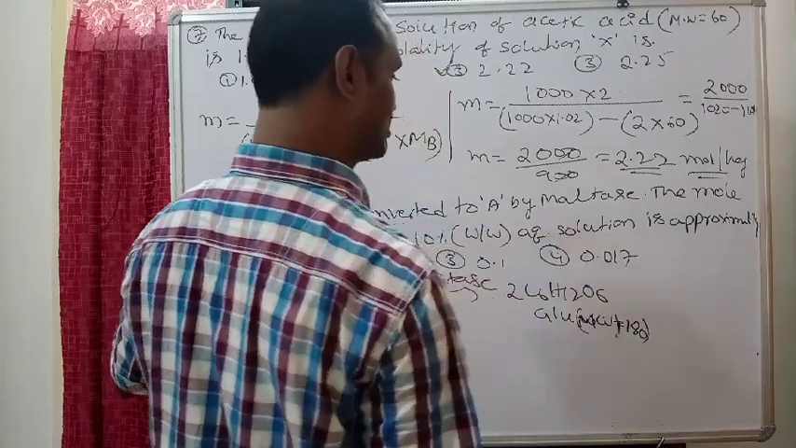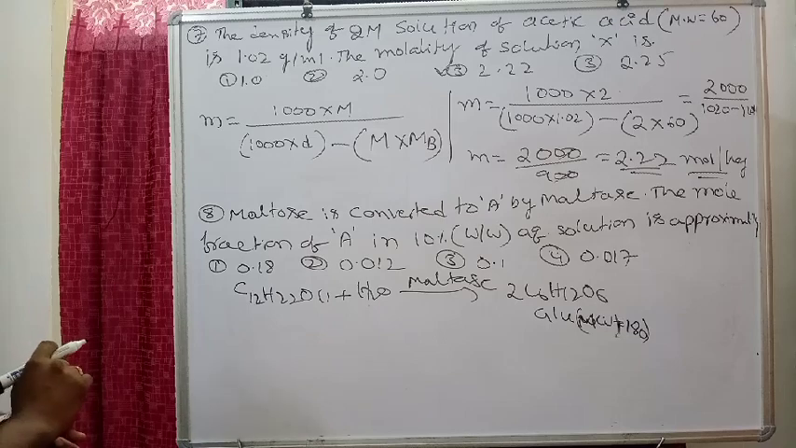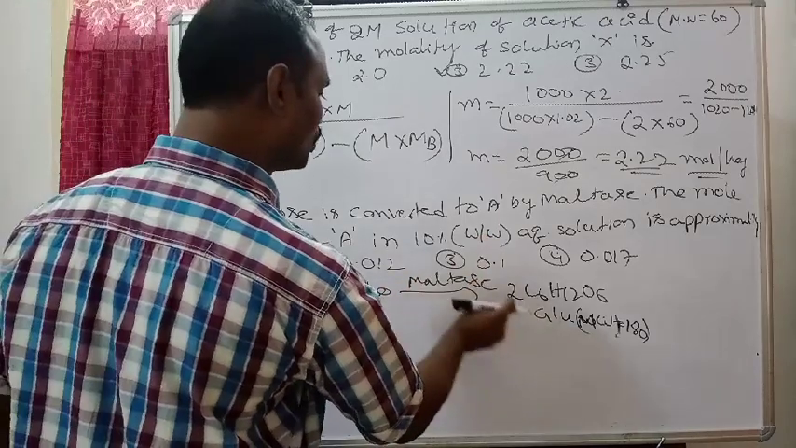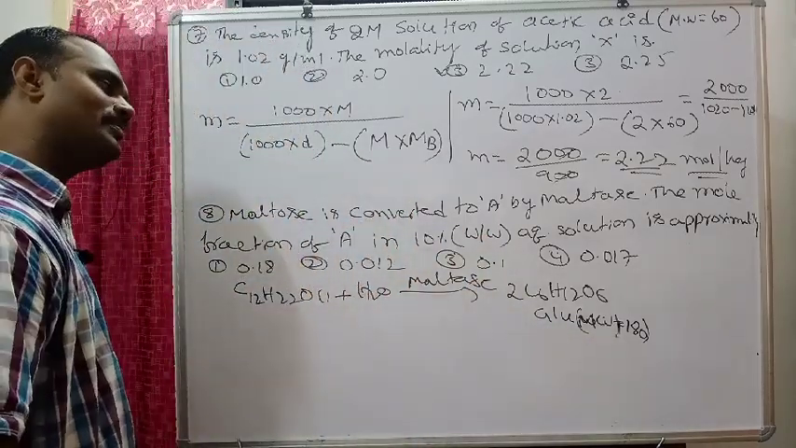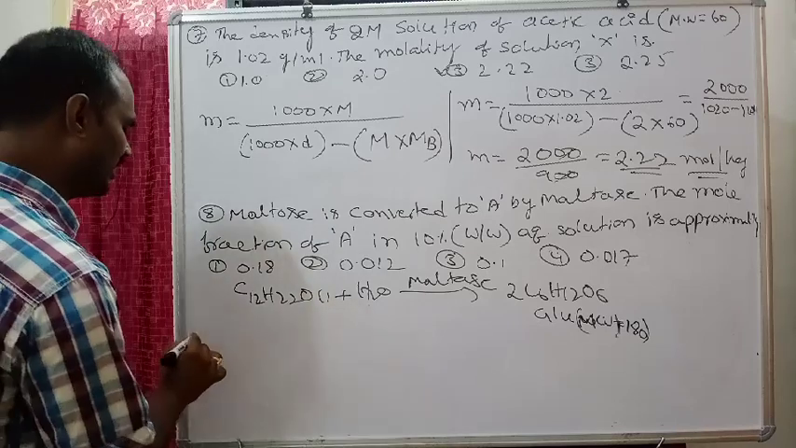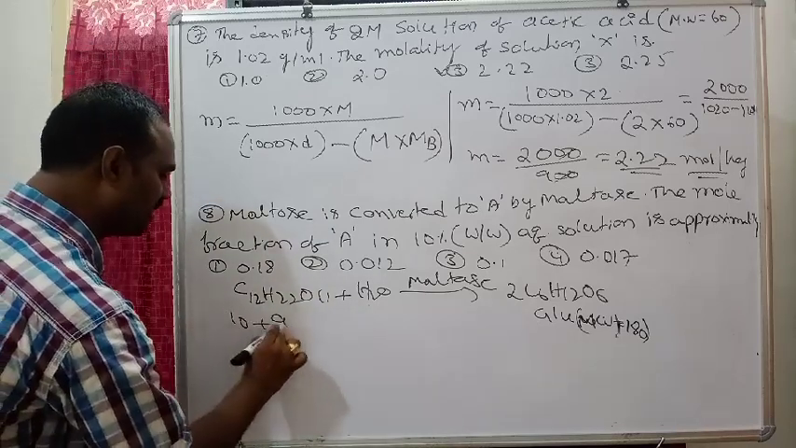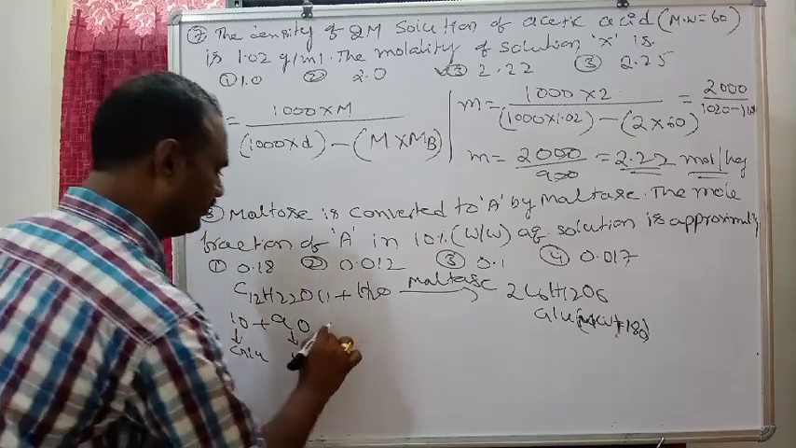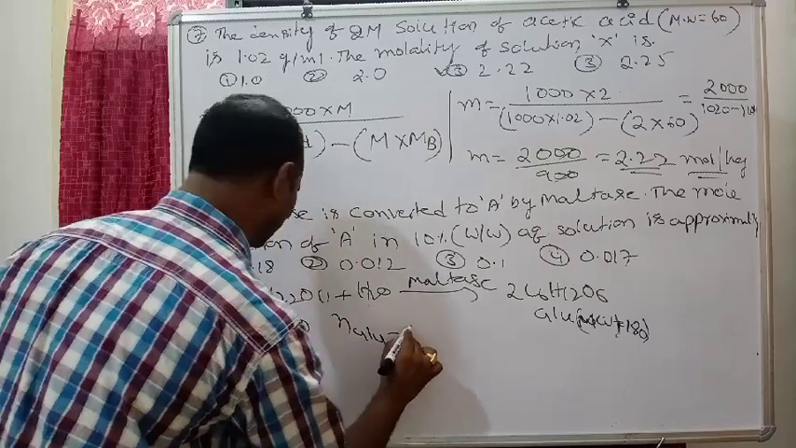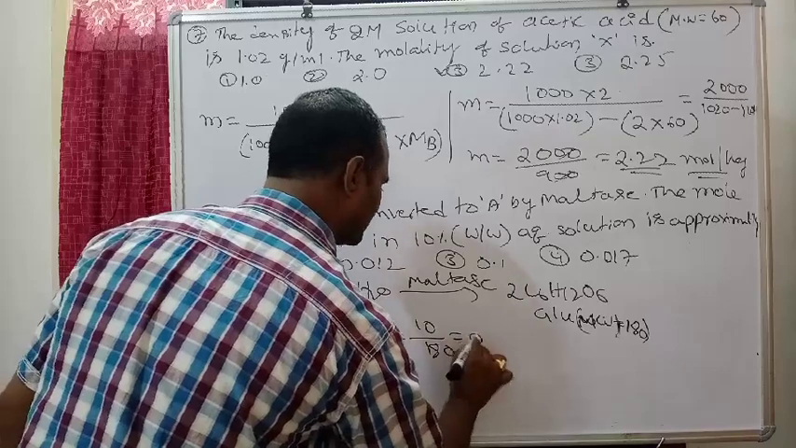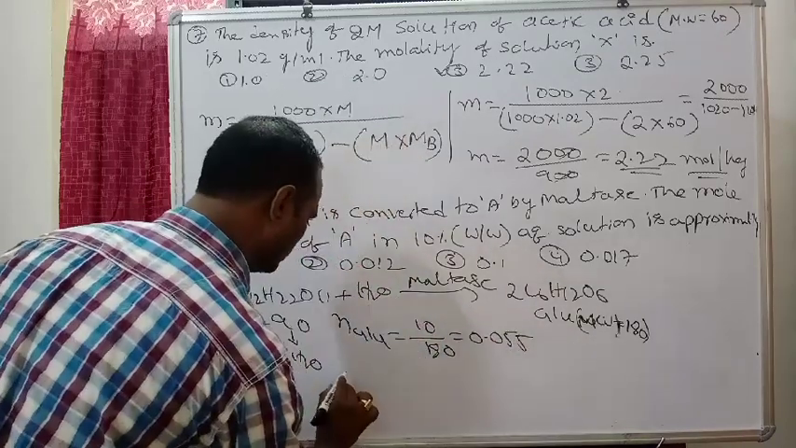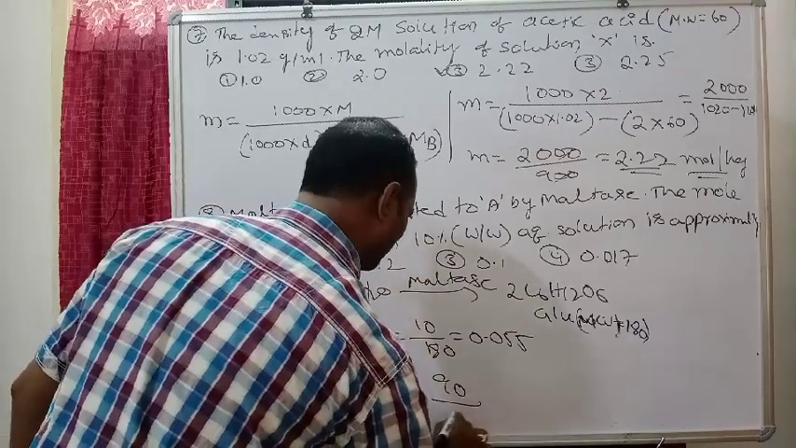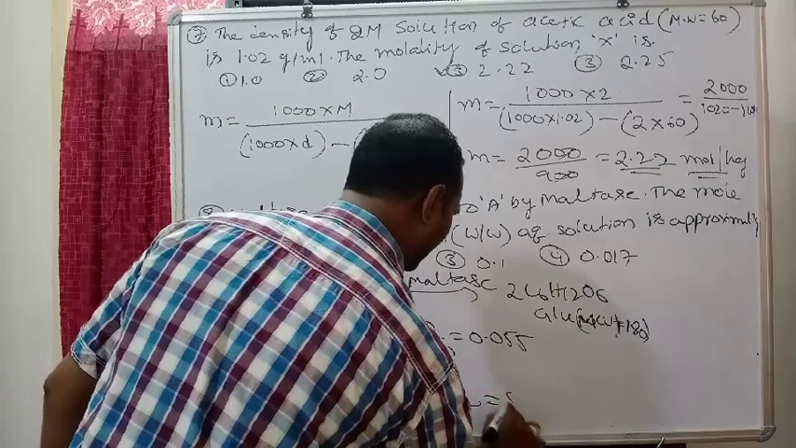mass percentage aqueous solution is approximately, carefully see sir, here 10 percentage aqueous solution means glucose mass is 10%, remaining 90% water. So now we calculate number of moles, and here 10 plus 90. Glucose, this is water. Number of moles of glucose 10 by 180 is equal to 0.055. Next, number of moles of water: 90 grams by molar mass of water 18, we are getting 5.